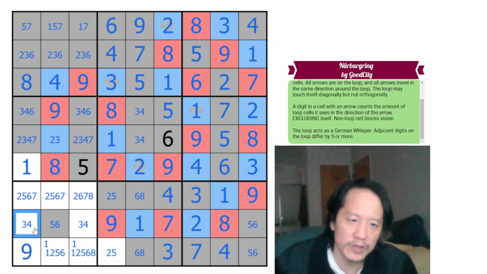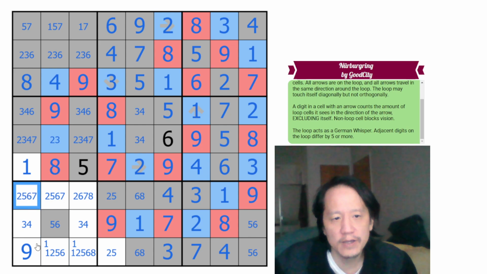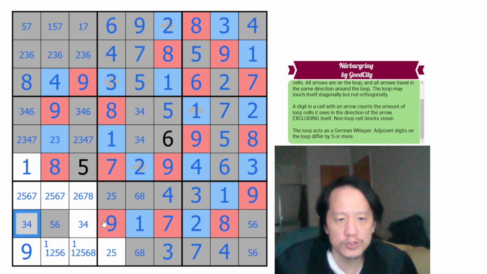So this can never be on the loop. Because if it goes on the loop, it has to enter and exit that way, which is not possible. So this cannot be on the loop, which means this has to be on the loop. And because this is on the loop, it has to go here. Then it has to go here, right? So then now we know everything else is not on the loop.